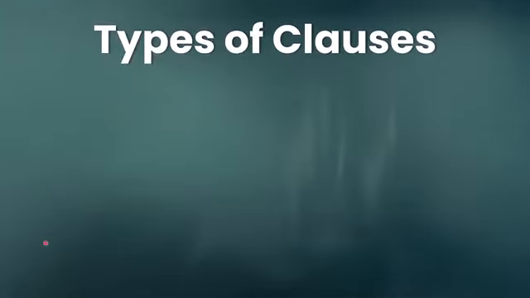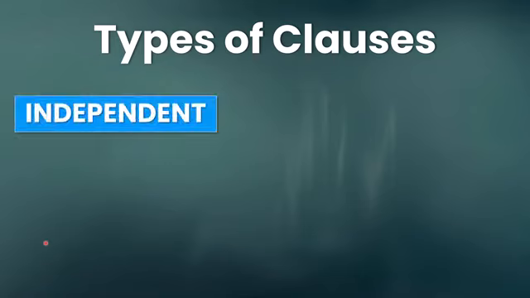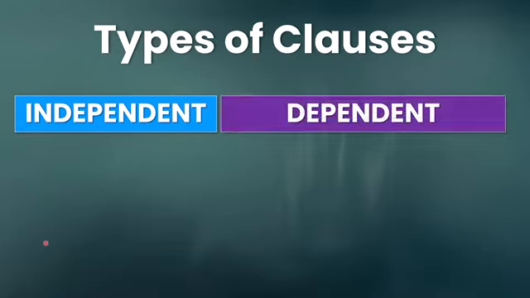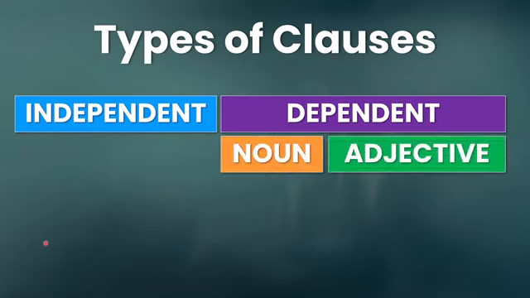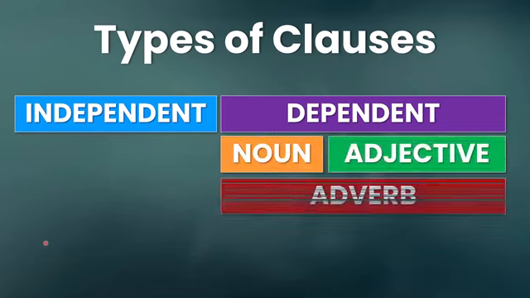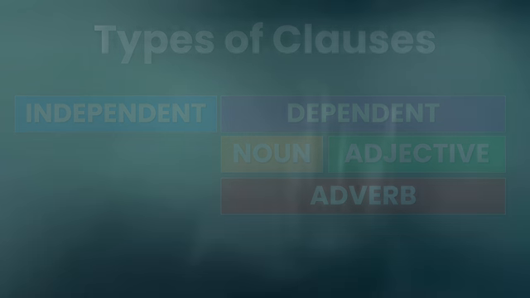So we're going to talk about 5 types of clauses in this video. First, we're going to talk about independent clauses versus dependent clauses. And then we're going to talk about 3 types of dependent clauses: a noun clause, an adjective clause, and an adverb clause. So first, let's talk about independent clauses.